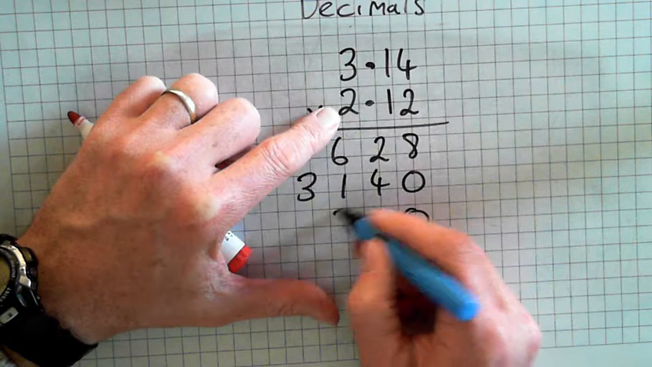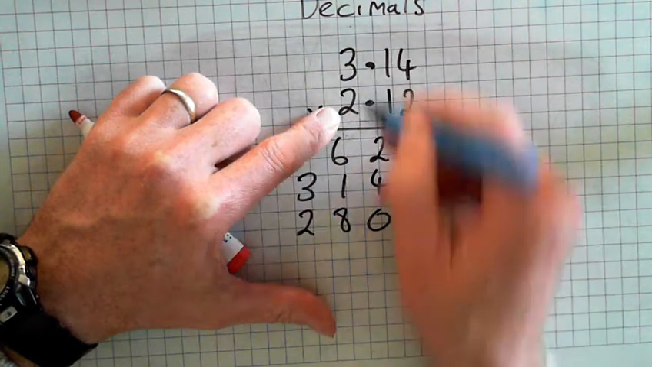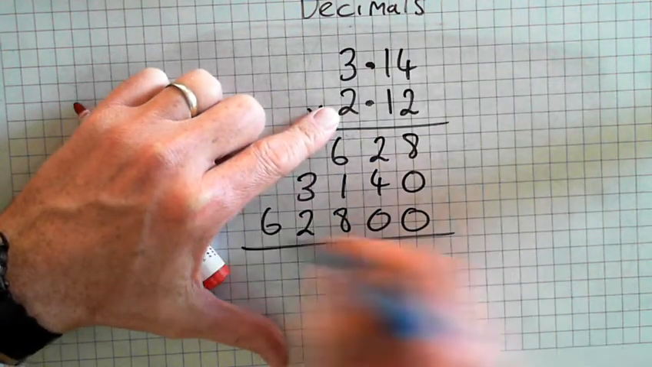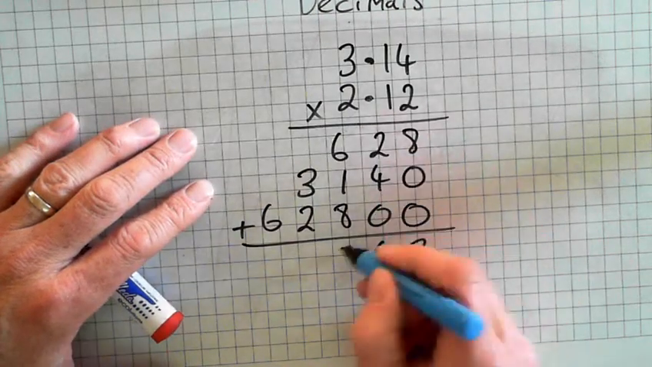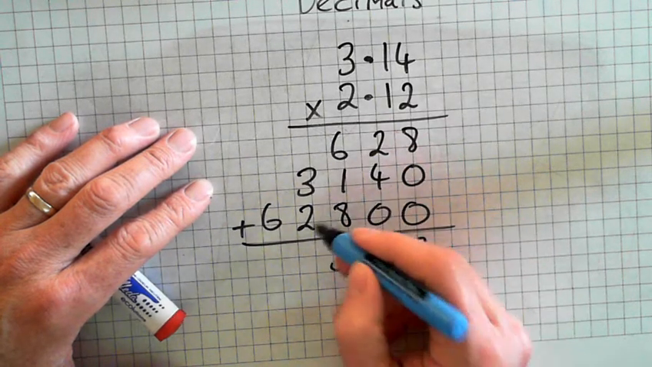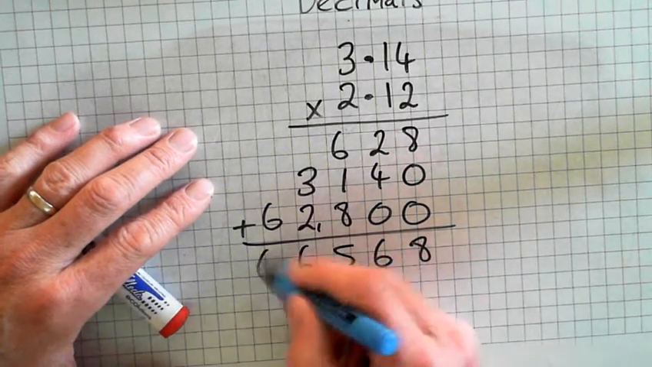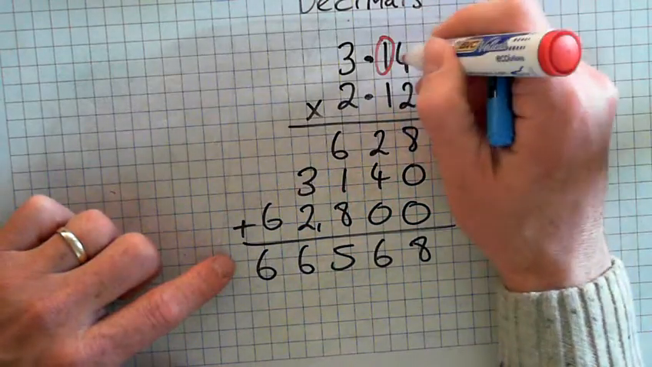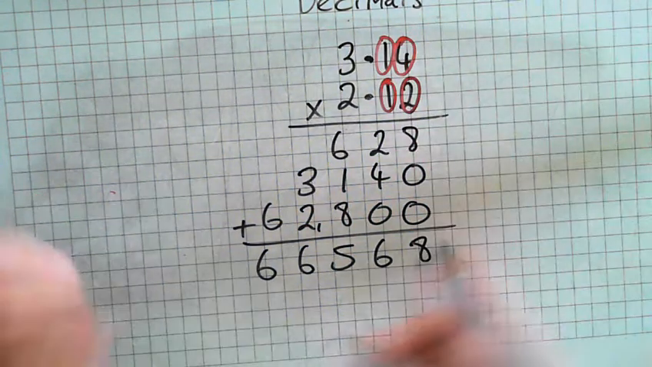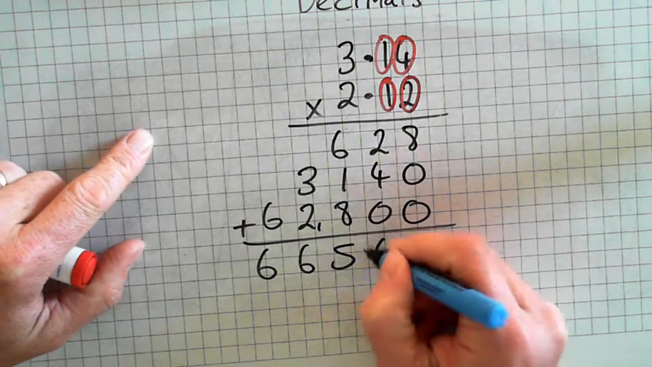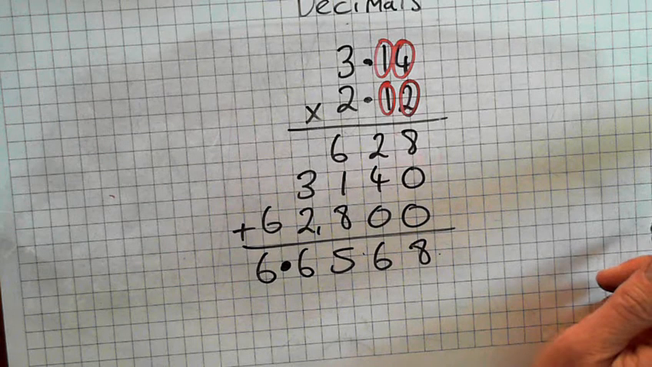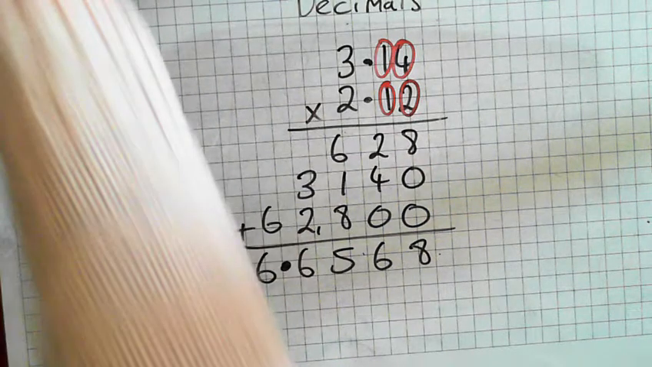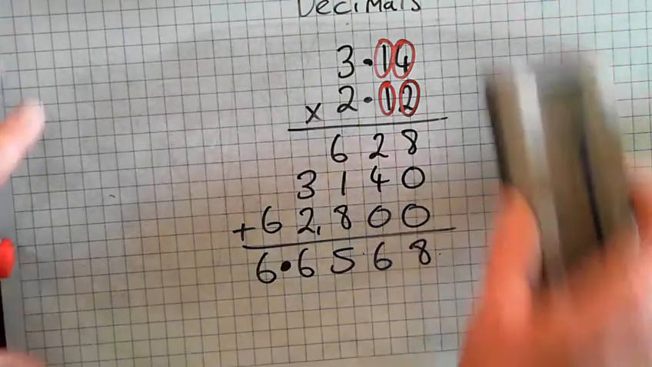2 times 4? 2 times 1? 2 times 3? Now add them all together. 8, 6. 6 and 8 is 14 and 1 is 15. Carry the 1. Now, how many numbers are to the right of the decimal point? Start here. 1, 2, 3, 4. That is the answer. Right. Moving on. Dividing on page 63.